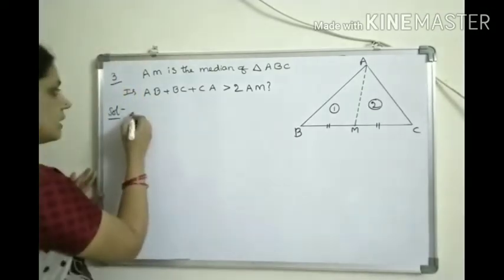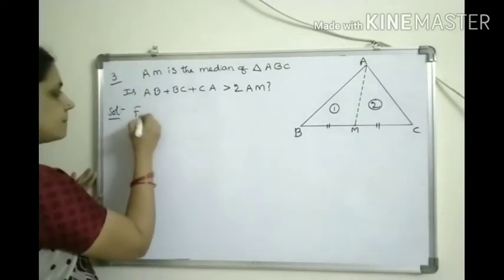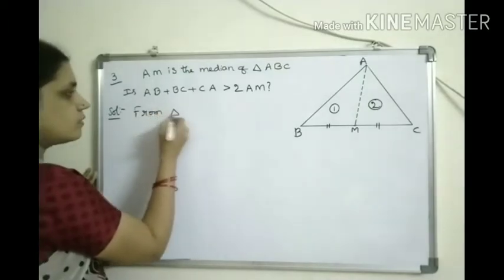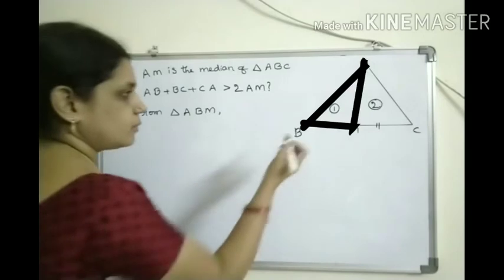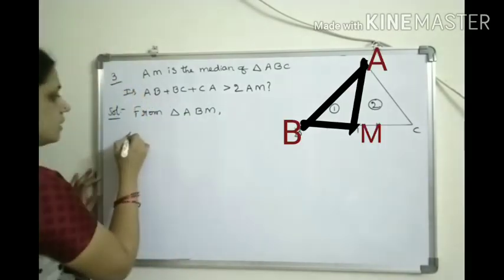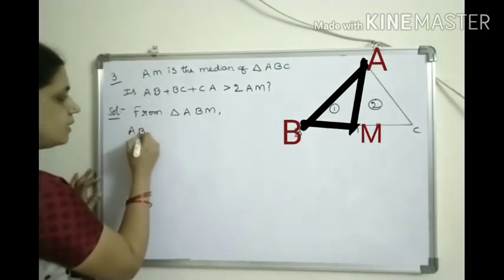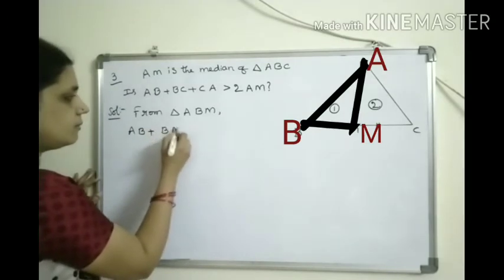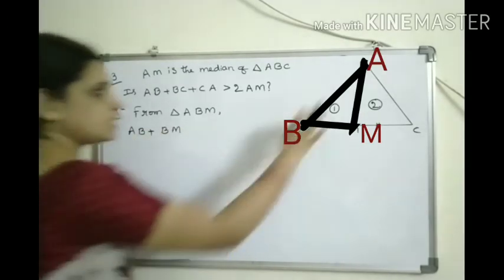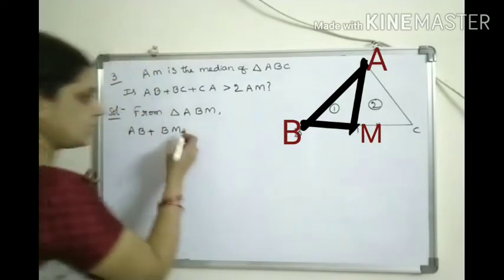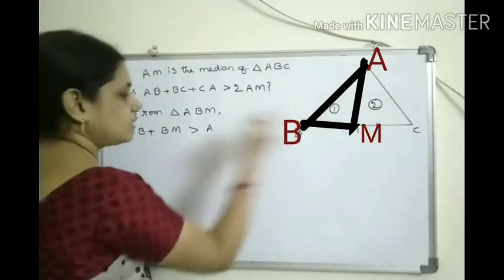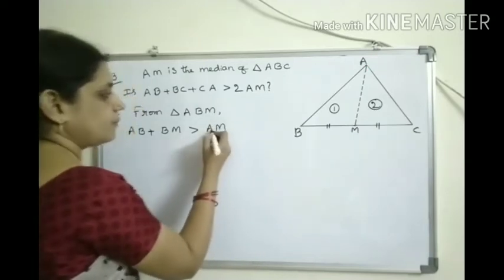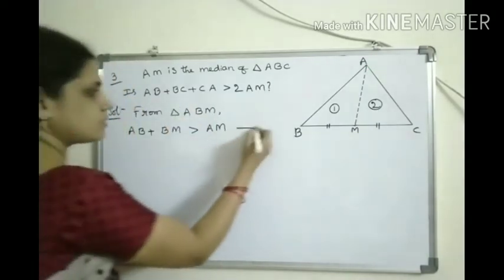So now let us take triangle ABM. From triangle ABM, applying inequality property, AB plus BM is the sum of two sides. Here AB and BM I want to take as the two sides. It is greater than the third side, which is AM. Okay, so we got this one.